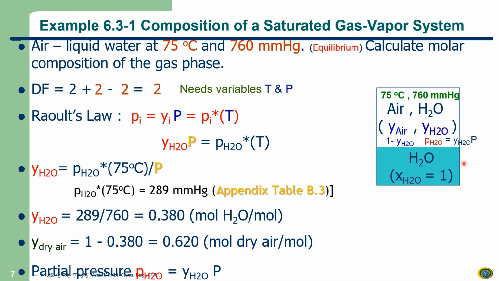So I want you to go home and practice this by yourself. The key is how to get the saturated vapor pressure at 75 Celsius for water. That's point 1. Point 2 is, do you remember how to use Raoult's law?